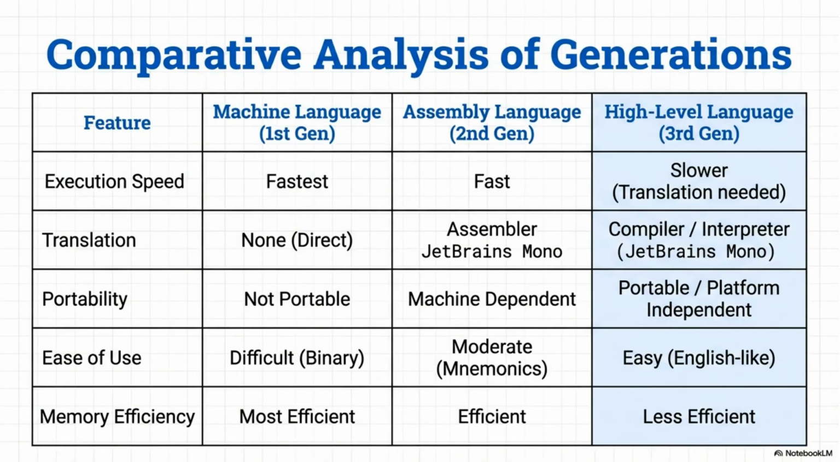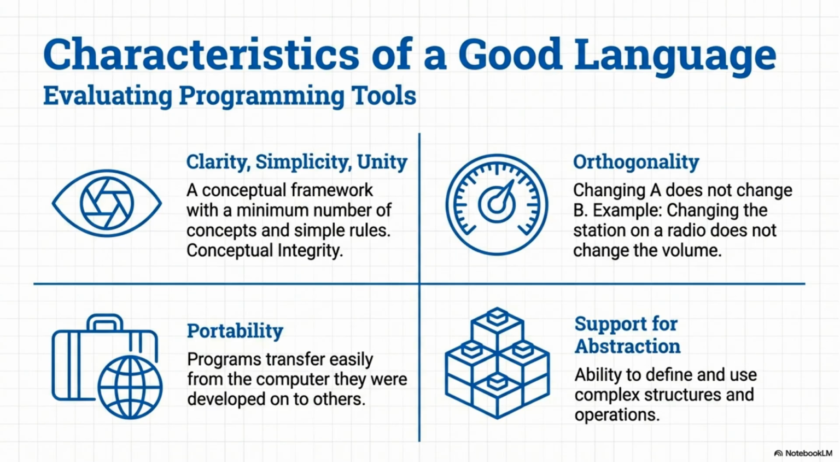Comparing the generations, machine language is fastest but not portable and difficult to use. Assembly language is fast, machine-dependent, and moderately easy with mnemonics. High-level languages are slower due to translation, but are portable and the easiest to use.